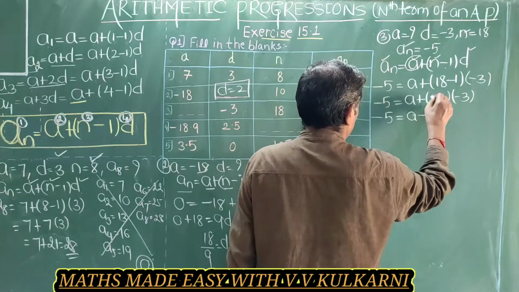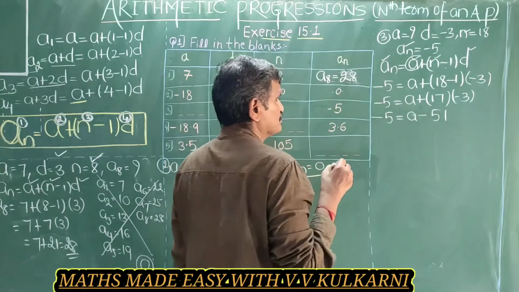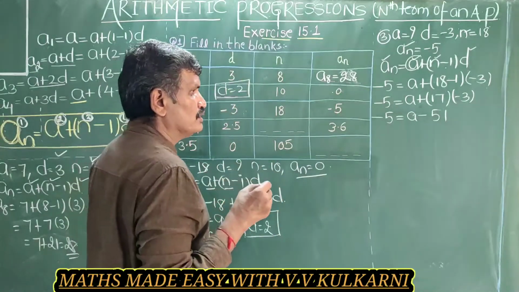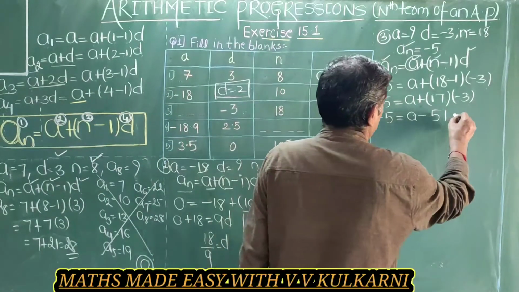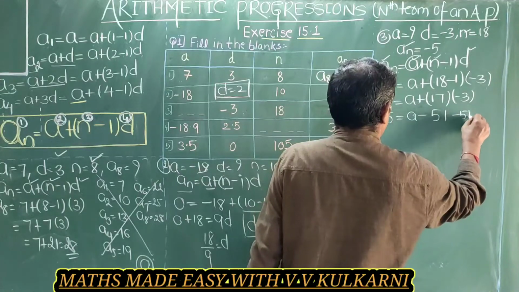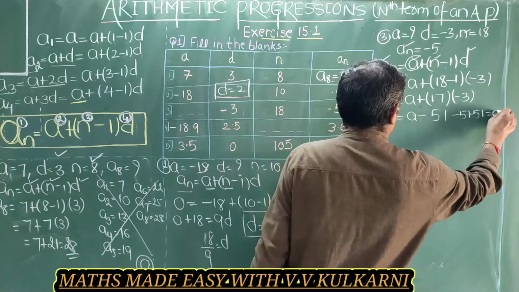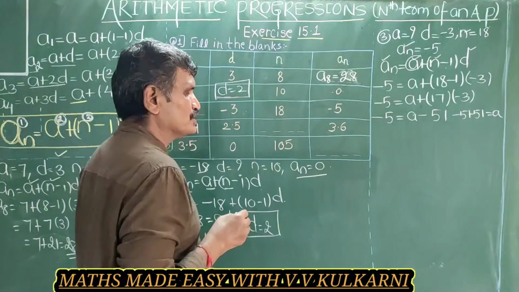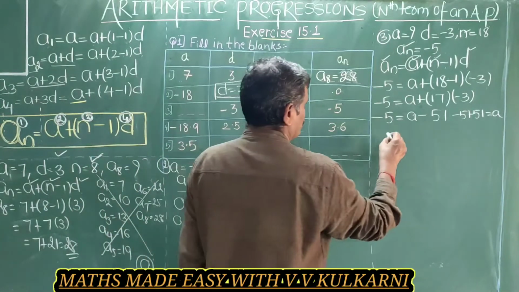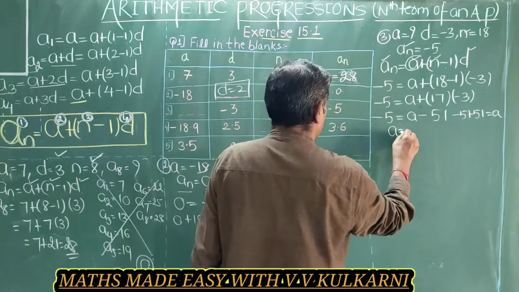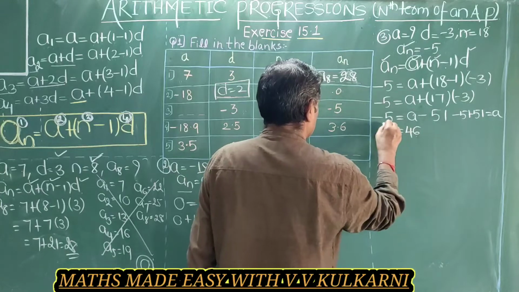7 are 21, carry to 51. I'll get 51. This if I go ahead, then it will be minus 5 plus 51 is equal to a. Minus 5 plus 51 is equal to a. So this if I solve it further, 46.